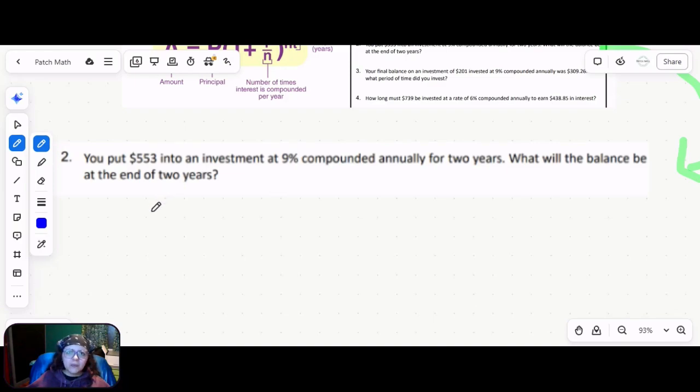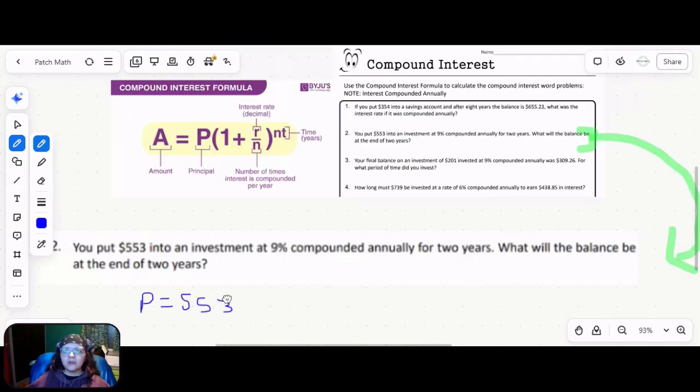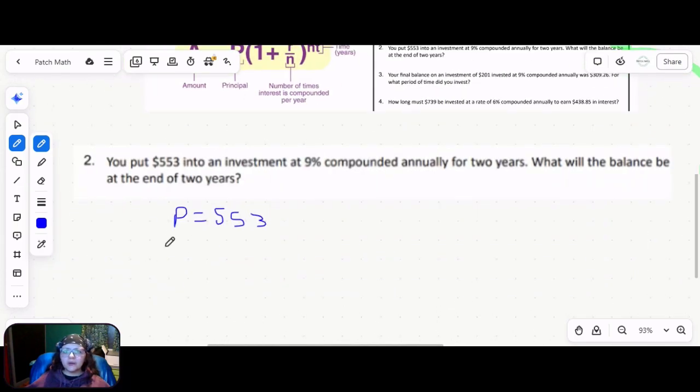we see that our principal amount, that's our initial amount invested, is equal to $553. I'm going to go ahead and drop units for now, and I'll add those back in at the end. Moving on, we also want to make sure we define our R. In this case, R is equal to 9%. Let's go ahead and convert that. 9% is equal to 0.09.